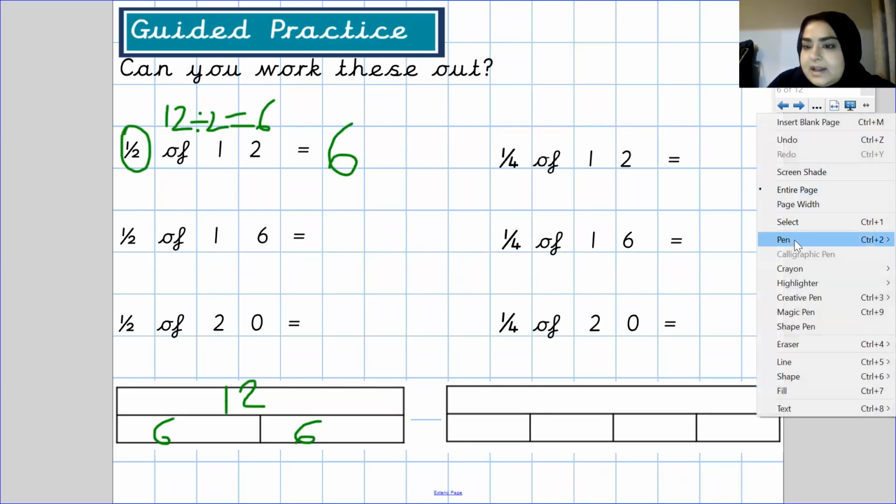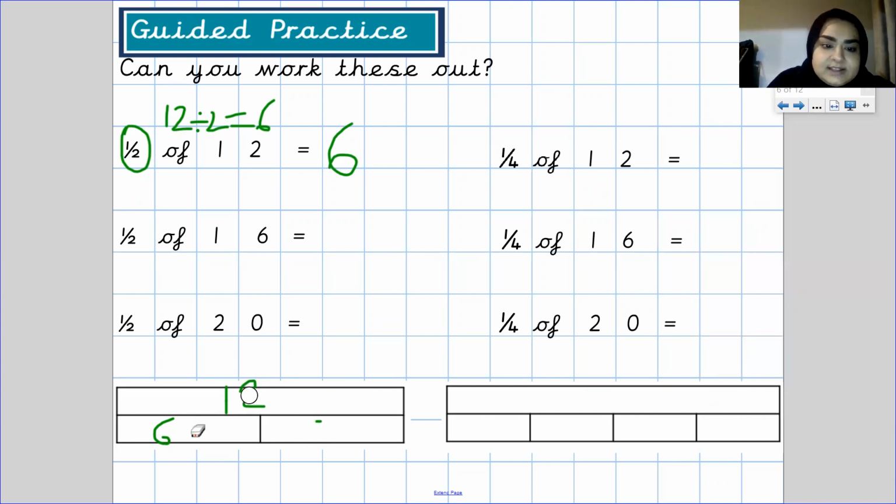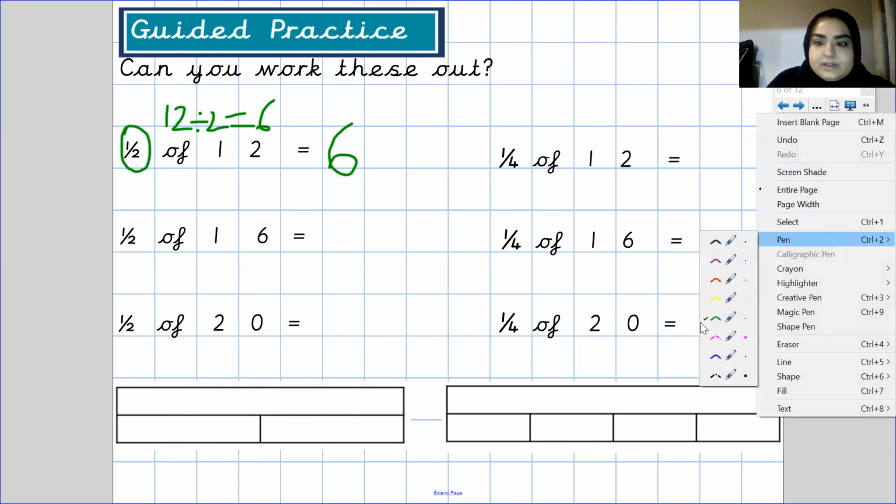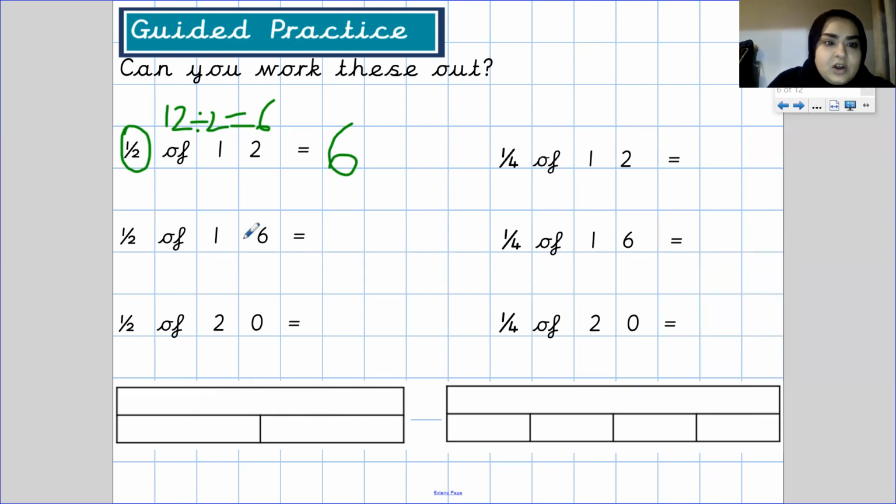Okay, now for the next one then, it's the same thing. So now it says half of 16. If you halve 16, so if you do 16 divided by 2, that gives you 8 because 8 times 2 is 16, and 2 means half because you're putting it into groups.